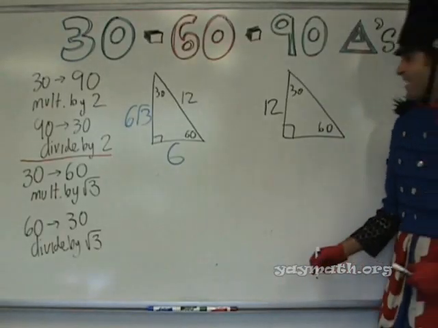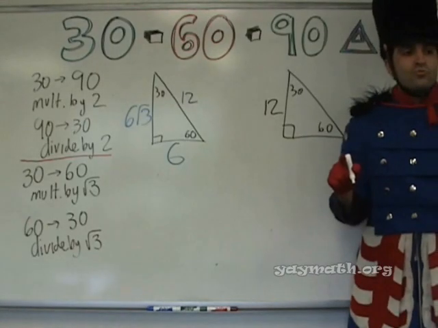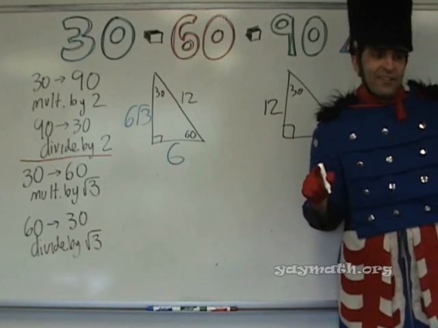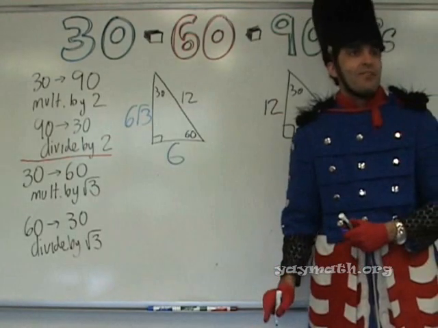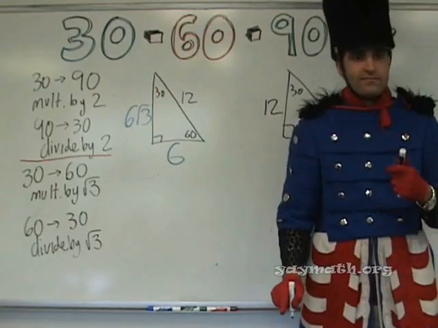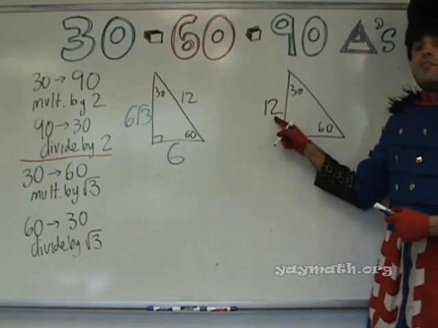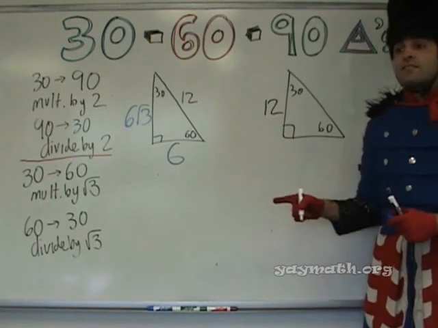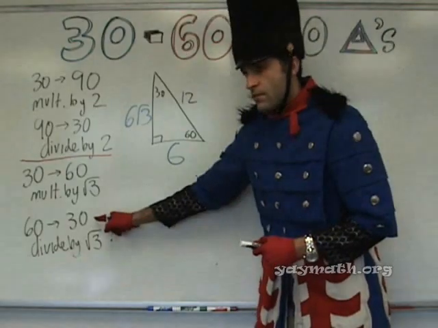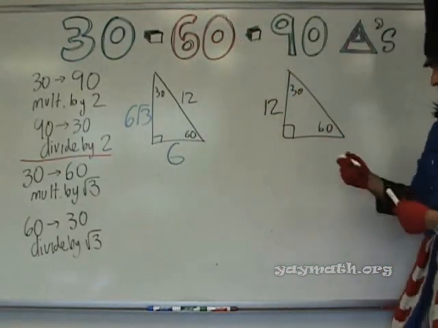Okay, here we have the 60 side. Where should we go? To the 30. Isn't it 12 root 3? It doesn't have root 3. How do you go from 60 to 30? You divide by the square root of 3. From 60 to 30, we divide by the square root of 3.